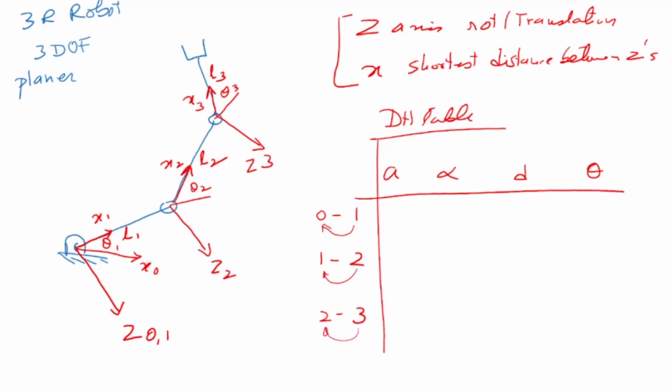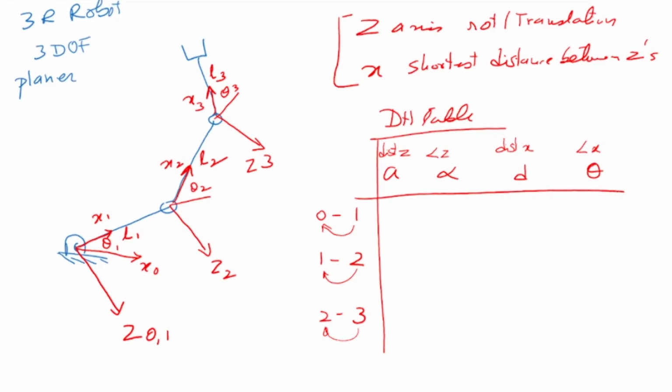Now when you're doing it for the first time, it also is a good idea to write down what this means. For example, A is the distance between the z-axes, alpha is the angle between the z-axes, d is the distance between the x-axes, and theta is the angle between the x-axes. Okay, this will make it a little bit clearer what it is that we're writing.